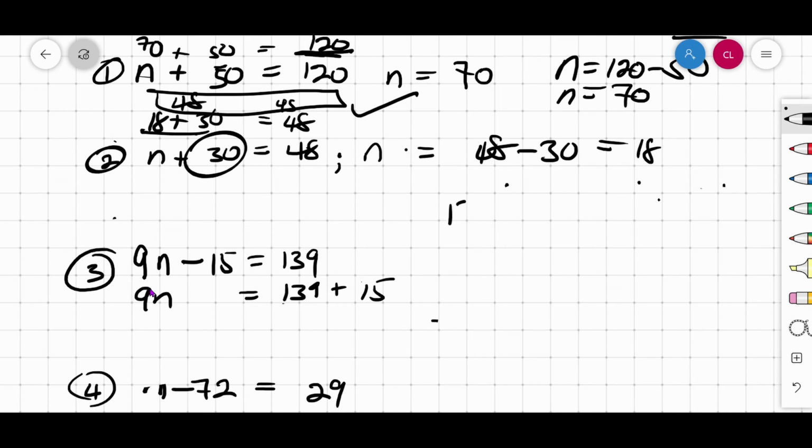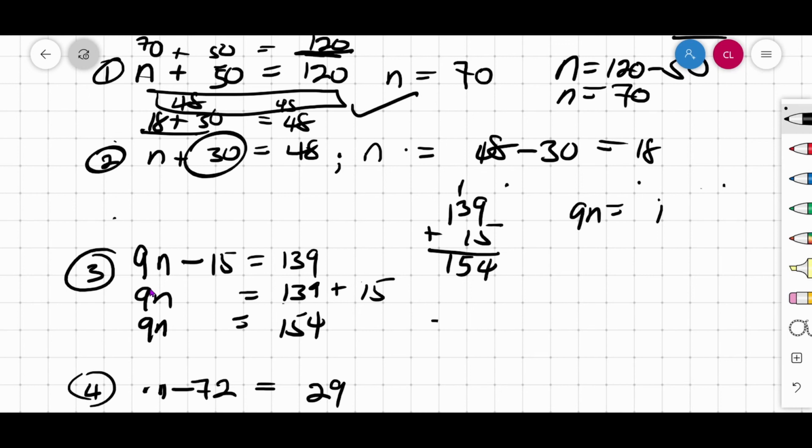139 plus the 15: 9 and 5, 14, carry 1. This would be 5, so we get 154. So this would be 9n being equal to 154. Now we need to solve for n, so 9n is equal to 154, and we divide this side by 9, divide this side by 9. N will be equal to 154 divided by 9. 9 into 15 would go one whole time.